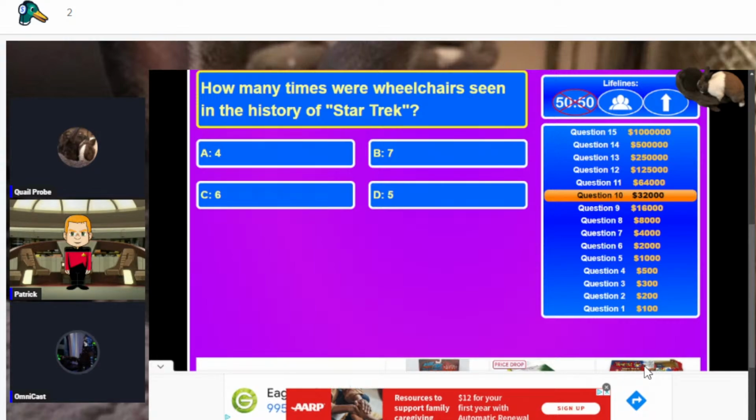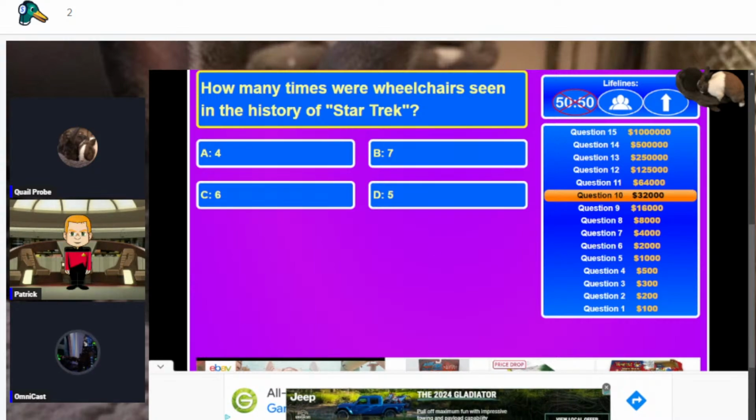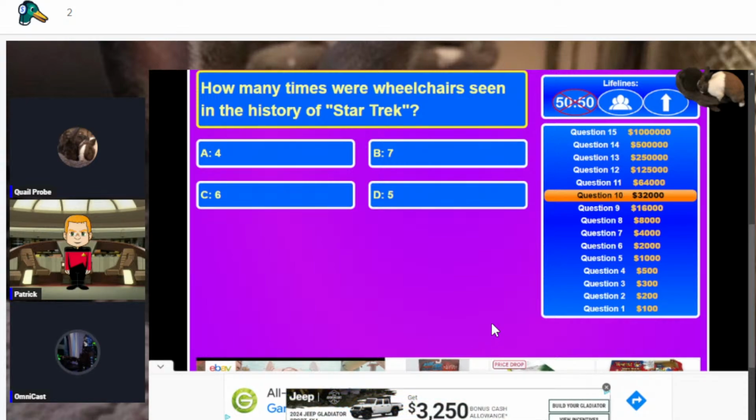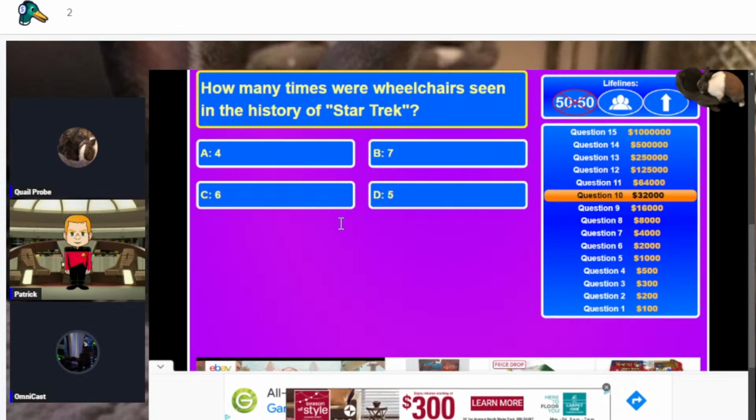So TOS, we had Pike in the chair. Let me reason this out a little bit. Pike was in the chair. I don't think there was anybody else in TOS, but let me think about it for a minute. No. And then TNG would be Admiral Jameson. I think that was it for TNG. I could circle back. 3. DS9 was Melora. Voyager, I don't remember anybody in a wheelchair. And then Enterprise was that guy, whatever his name was, Emory, the transporter dude.